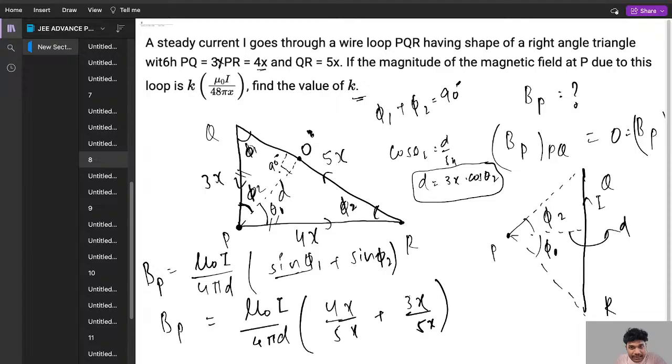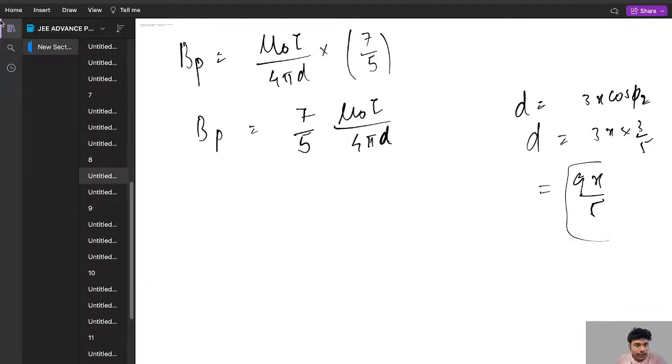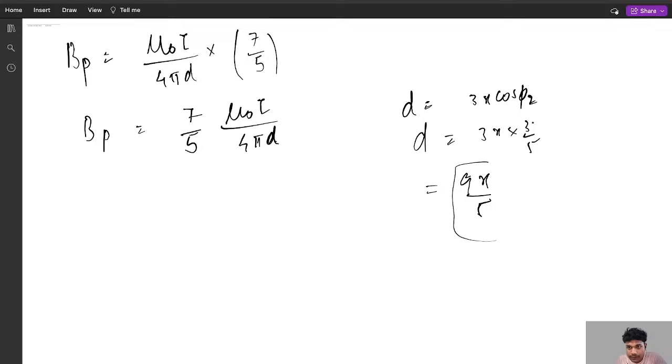I need this as the theta. Then this is cos theta 2 and this is sine theta 2, right? So this has to be cos theta 2, which is 4 by 5, right? I did it wrong, that's why I got confused. That is 4 by 5, so it is 12x by 5, right?